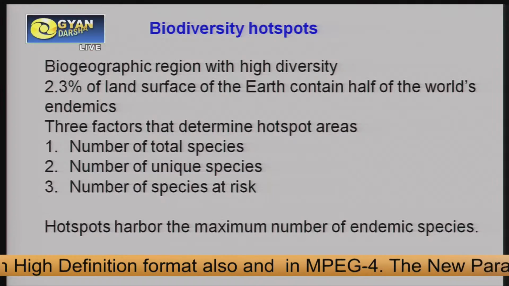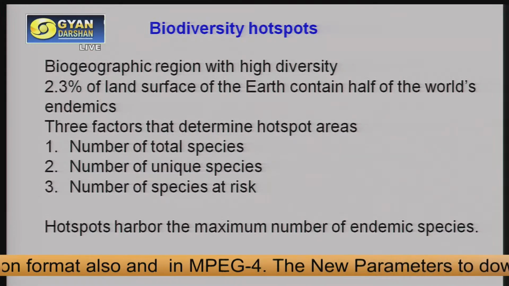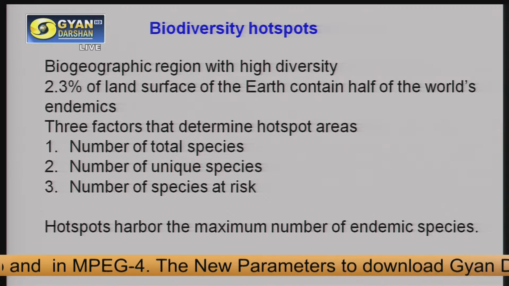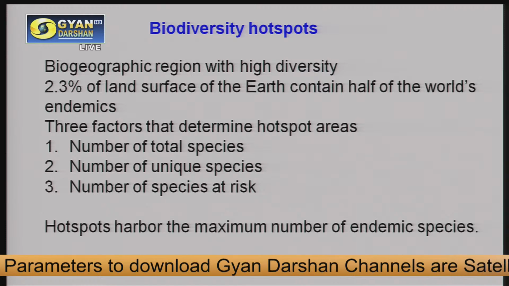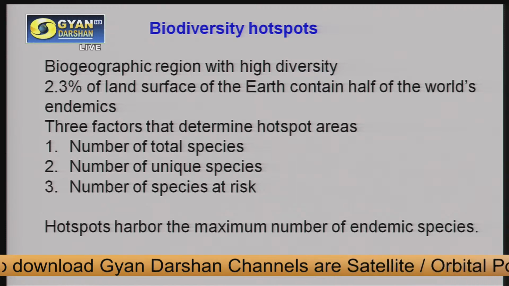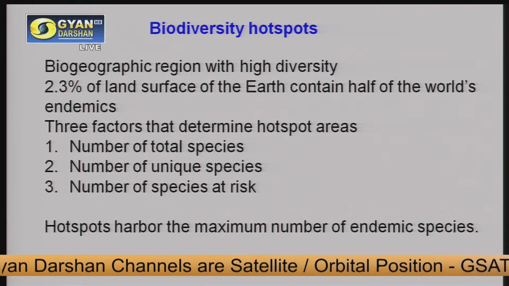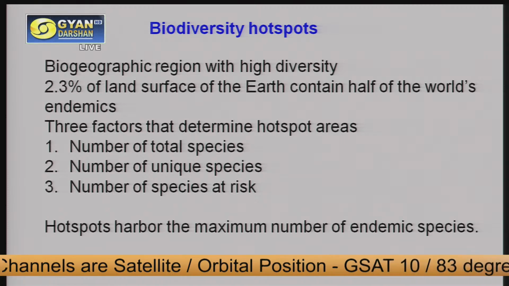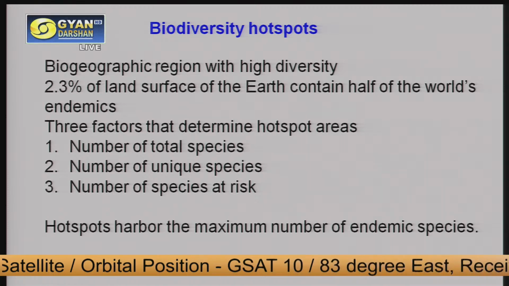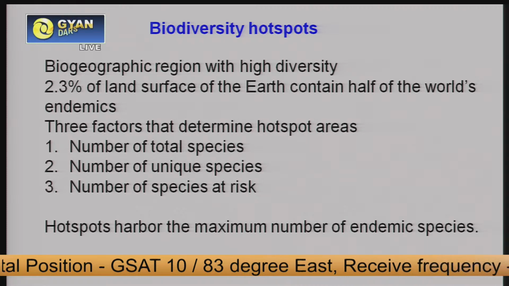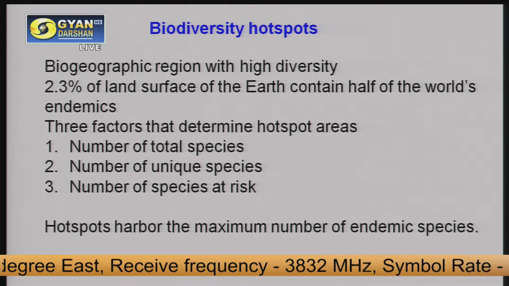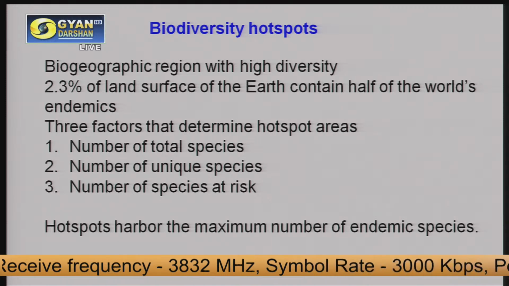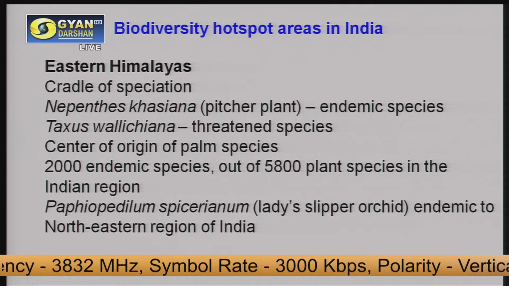Now, based on that, the biogeographic regions with high diversity are called the biodiversity hotspots. You will find that 2.3% of the land surface of the earth contains half of the world's endemics, and the endemic species are very, very rich in these biodiversity hotspots. Now, what are the factors that determine hotspot areas? Number of total species, number of unique species, and number of species at risk.